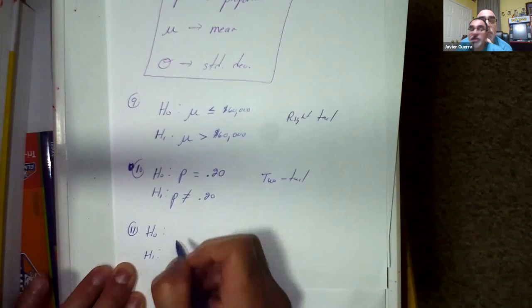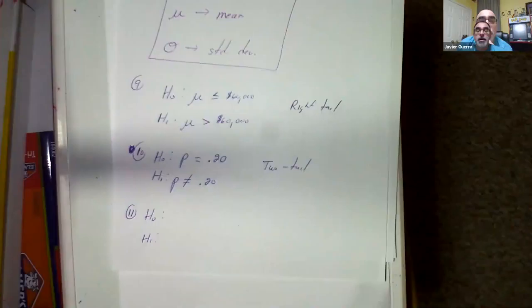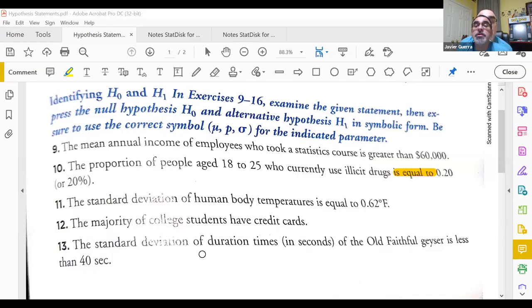All right. Let's look at number 11. What is number 11? Okay, number 11. The standard deviation of a human body temperature is equal to 0.62 degrees Fahrenheit. All right, what variable are we going to use for number 11? Is it the mu, the p, or the sigma? Remember, this one's mu, this is mean, this is proportion, and this one's standard deviation.